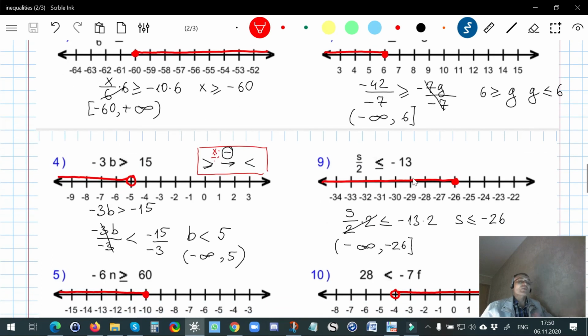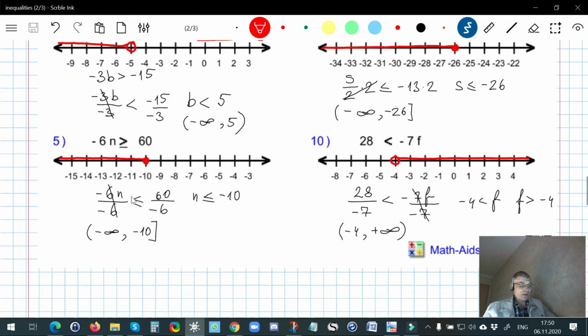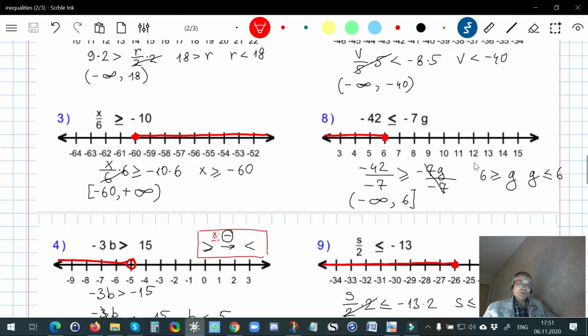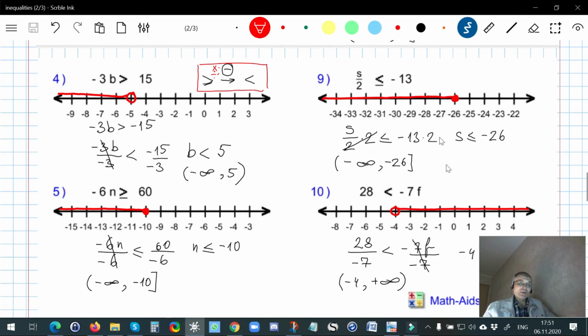How many times have we flipped? In number 4, this was the first time where we flipped the sign of inequality. Then in number 5, it's 2 out of 10. Here no, here no. Here in number 8 we flipped, and in number 10. In 40% of our inequalities we have to change the sign due to multiplication or division by a negative number. Remember that and you'll be fine.